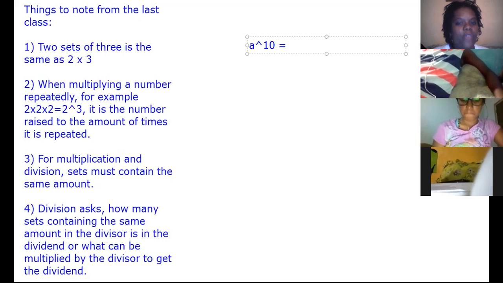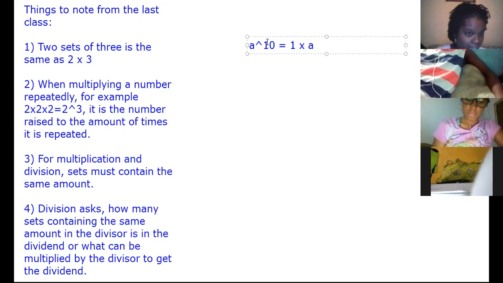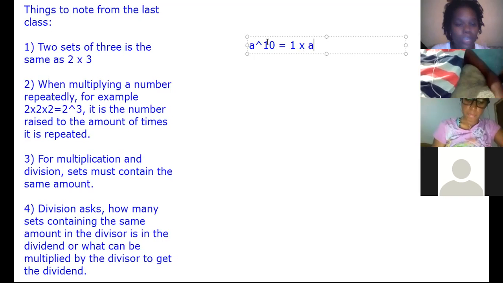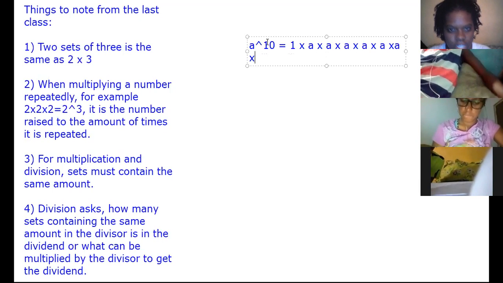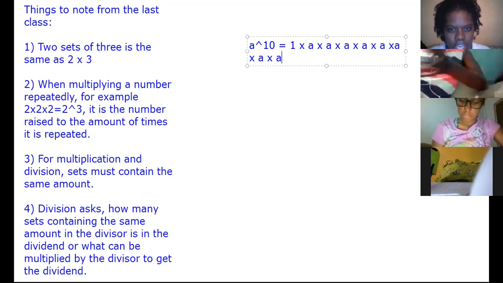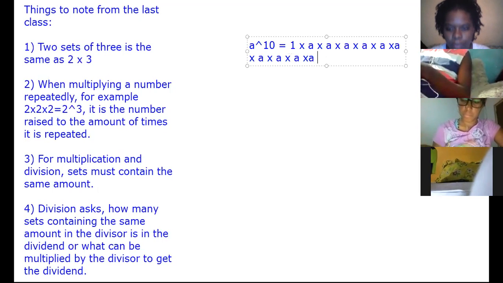For example, if we have a raised to the 10th power, what it is saying to us is 1 times a times a. How many times? 10 times. All right, so you can go ahead and list them out. We have 1, 2, 3, 4, 5, 6, 7, 8, 9, and 10.